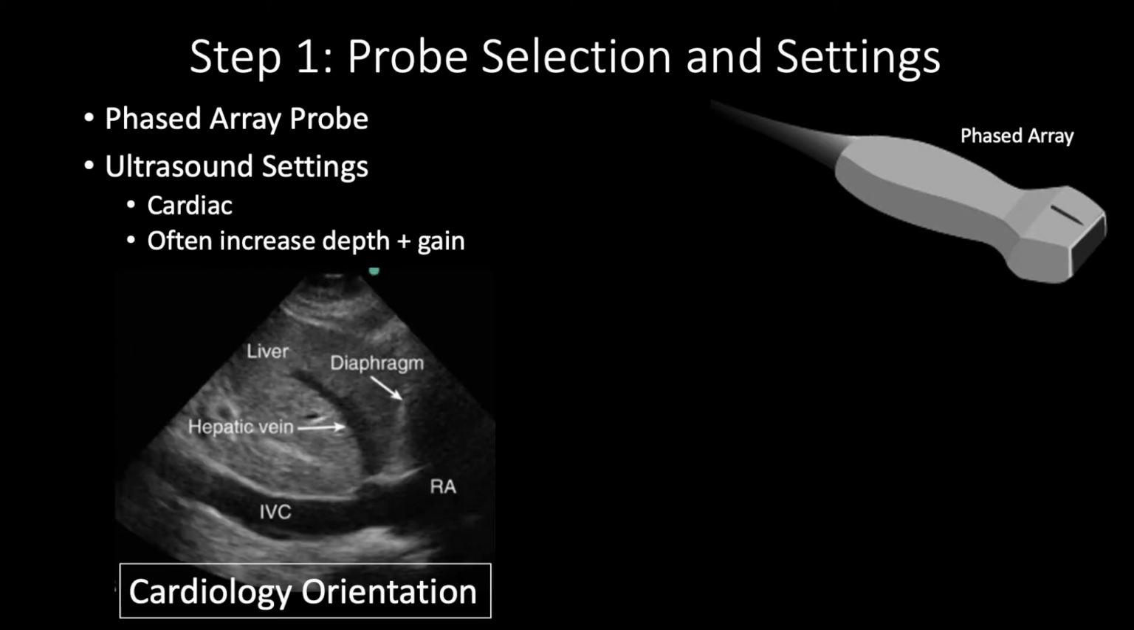So here's what the traditional cardiology orientation looks like. You'll see the liver, hepatic vein, diaphragm, right atrium, and inferior vena cava.